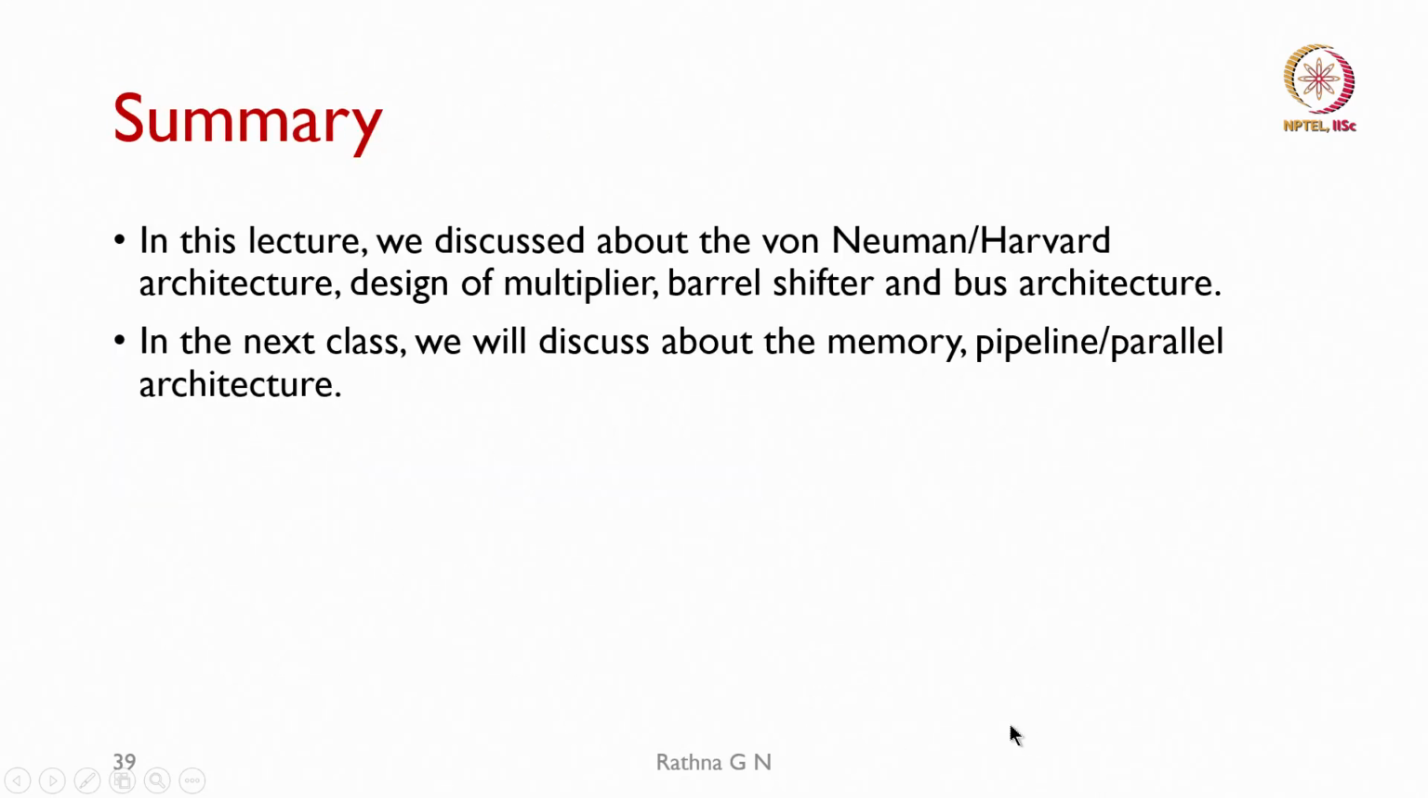So, how to fetch two operands. In summary of this class, we discussed a little bit on the von Neumann and Harvard architectures, how we can design a parallel multiplier, and how we can do parallel shifting using a barrel shifter, and then the bus architecture we saw. So, whether we have to have a 2n bus or an n bus. In the next class, we will discuss memory, and how we will be incorporating pipeline and parallel architecture using our hardware.